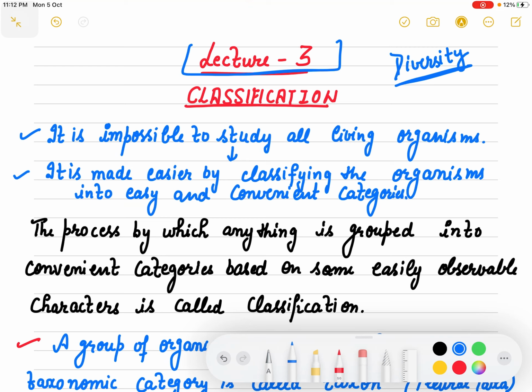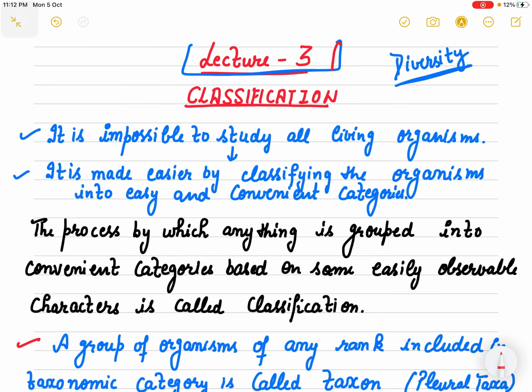So, here we are on our third lecture, right? That is diversity in the living world. And after the nomenclature part, we are going to talk today about classification.